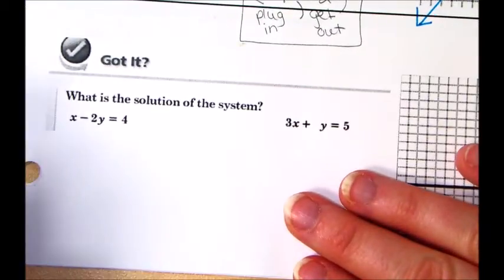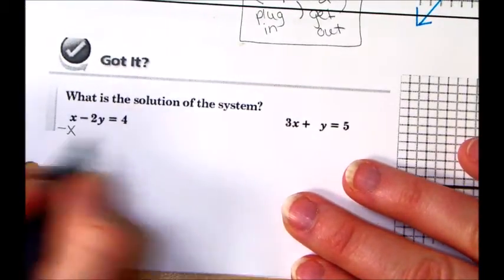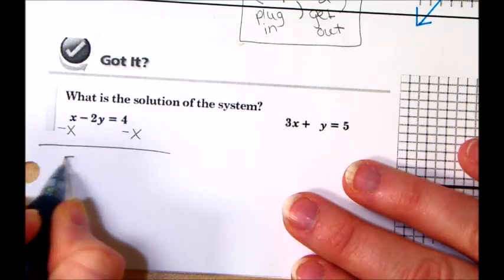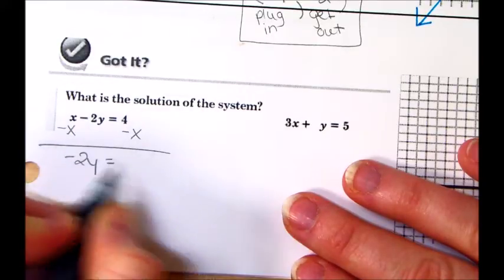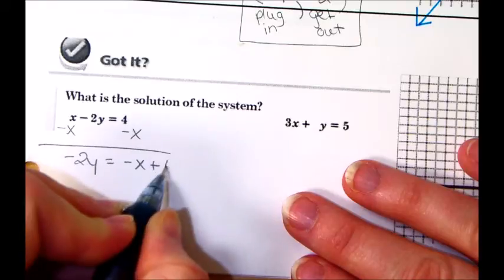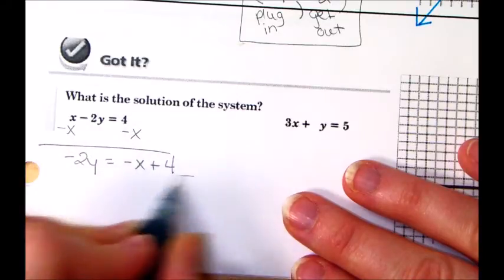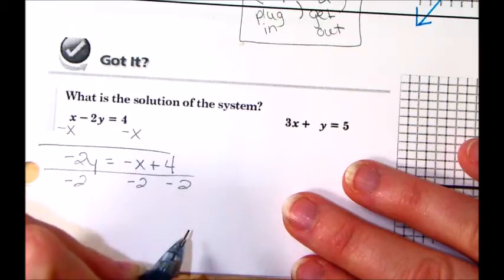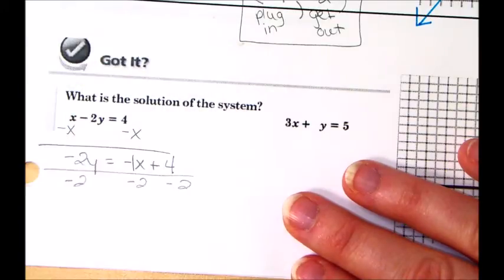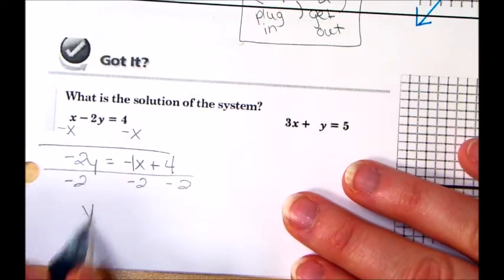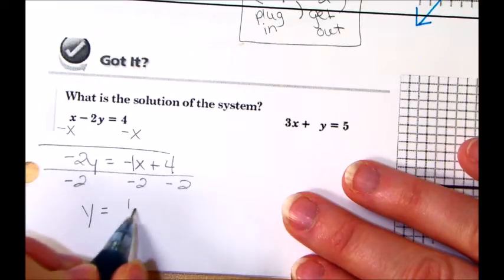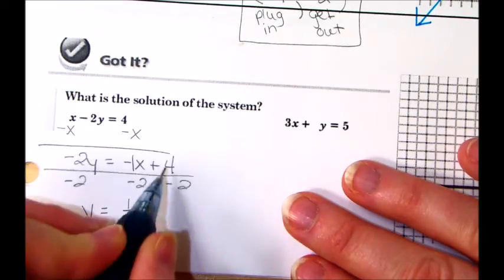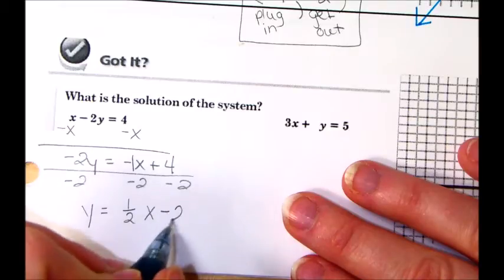What is the solution of this system? Okay, take away x, -2y equals -x plus 4. Divide everything by -2. Remember, there's a -1 in front of your x. y equals a positive 1/2 x. 4 divided by -2 makes a -2 for your y-intercept.